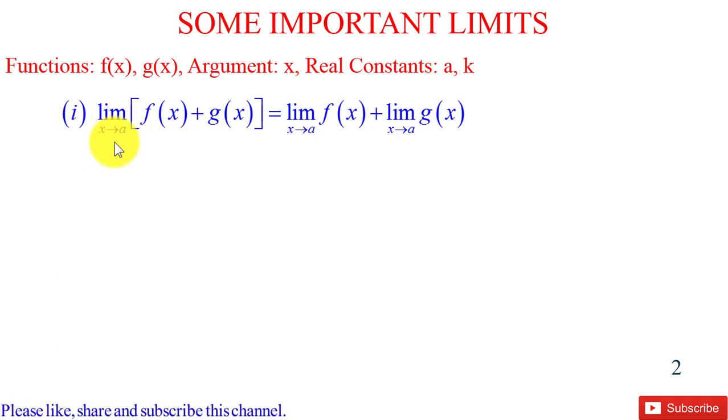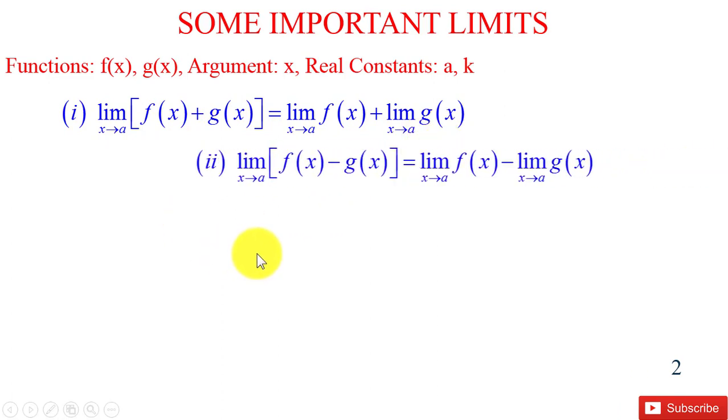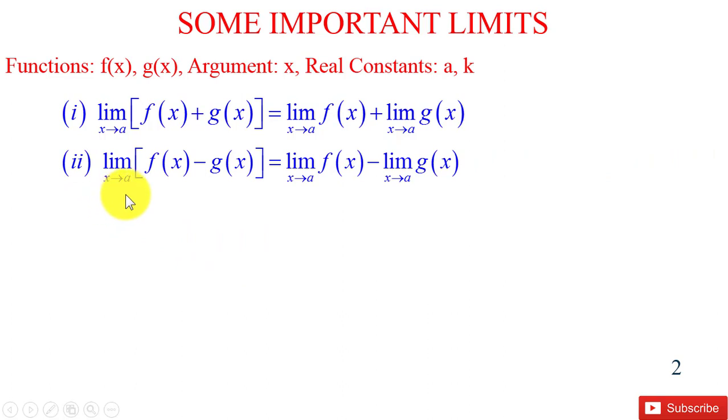First, the limit as x tends to a of f(x) plus g(x) is equal to the limit as x tends to a of f(x) plus the limit as x tends to a of g(x). That is, the limit of sums is equal to the sum of limits. The limit as x tends to a of f(x) minus g(x) is equal to the limit as x tends to a of f(x) minus the limit as x tends to a of g(x). That is, the limit of difference is equal to the difference of limits.